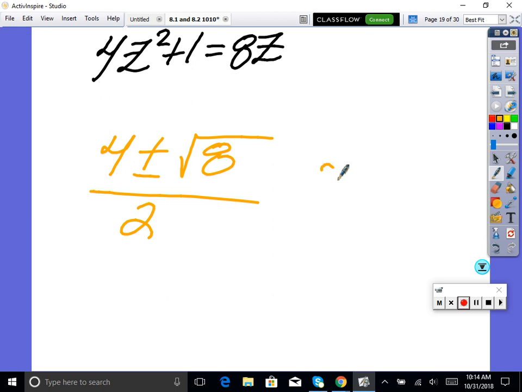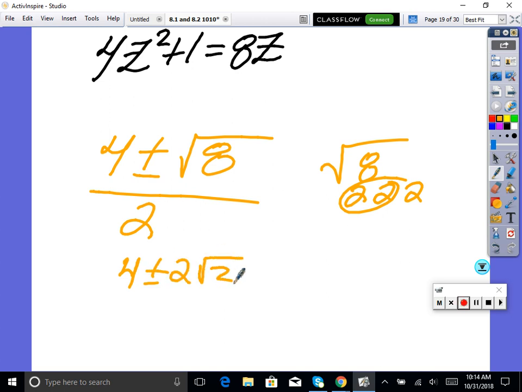But what would our next step be? Simplify square root of 8, which is 2 times 2 times 2. So then we would have 4 plus and minus 2 roots 2 over 2, wouldn't we? And now we could divide. Okay, awesome.